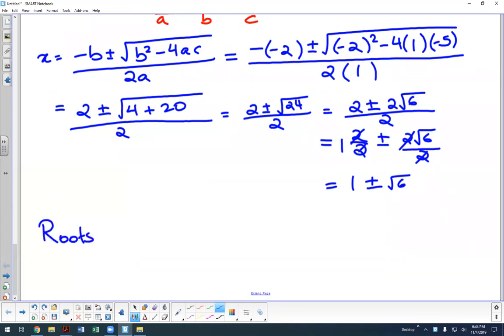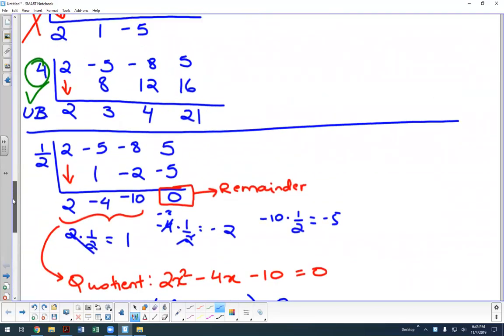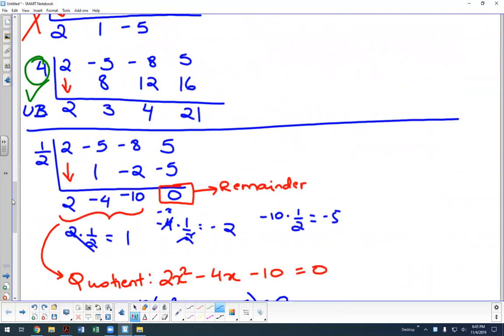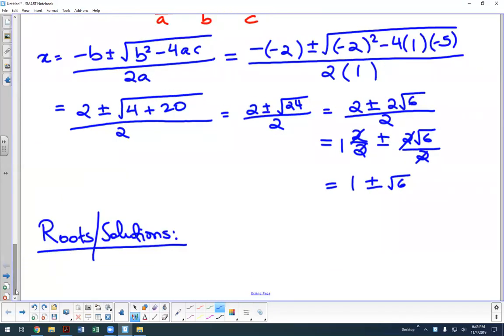So the roots or solutions of our polynomial are going to be this 1/2 from here that we used first, which gave us the 0 remainder. So that 1/2 is one of our roots. And then the other 2 roots are coming from our quadratic formula here. So 1 minus square root of 6 and 1 plus square root of 6. Can anybody tell me what the decimal approximations for these terms are, so we can see if we stay within -2 and 4?